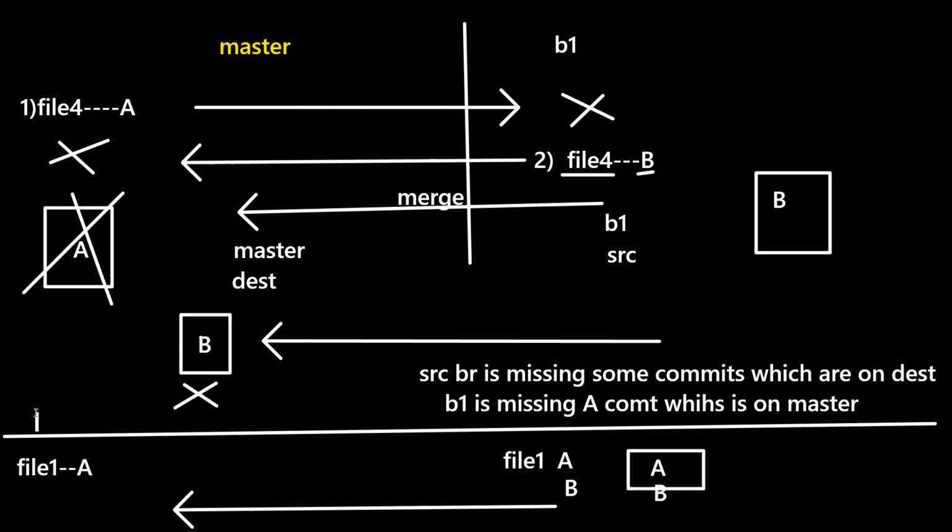What is this scenario? The second scenario I have placed here, if you see. File 1 is here with commit A, because let's say I created the B1 branch. Obviously A is here. Then I made some commit B. A and B are both here. When you merge, you don't get a conflict in the second scenario.